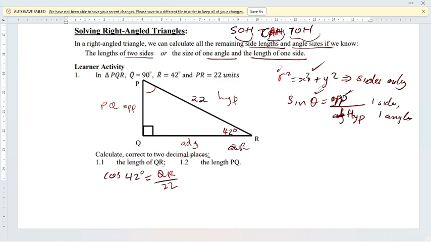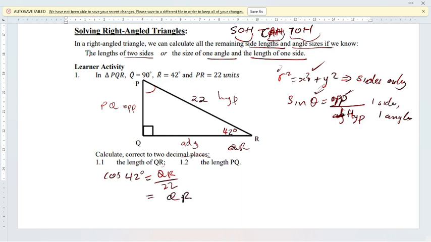I'm giving you my technique. Whenever you have QR over 22, don't change it. Whatever is dividing, don't multiply. Whatever is dividing across the equal sign, the operation changes. Divide becomes multiply.